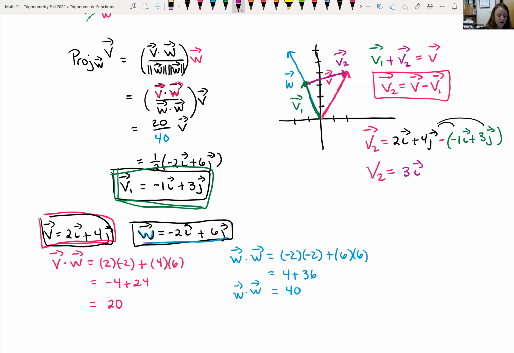Adding our vertical components together, I have 4j plus minus 3j. So 4 minus 3 gives me plus vector j. So this is my vector v sub 2. Notice if I graph this, I would go over 3 in the horizontal and up 1. That gives me this vector right in here. That's the same vector as the one up in here, just moved down so that the initial point of my vector is down here at the origin, and we can do that. So we found the vector v sub 2, which is orthogonal to v sub 1.